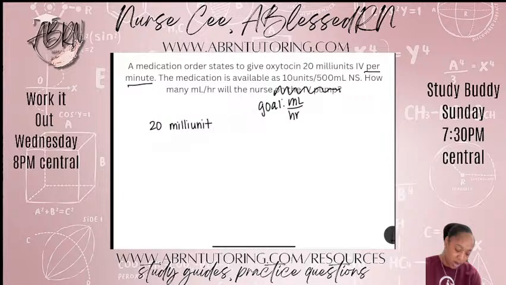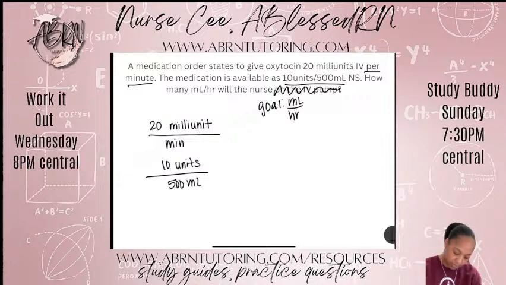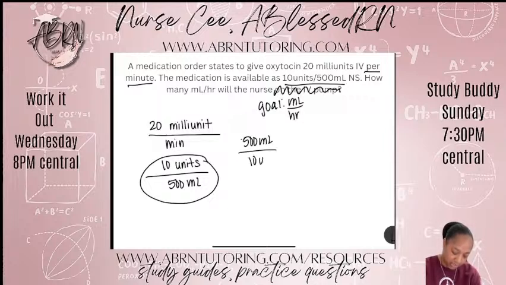So 20 milliunits per minute. When you see per, that's the wedding ring, so they're together. And the concentration is 10 units per 500 mL. We want milliliters per hour, so we are looking for the puzzle piece with the milliliters in it: 500 mL over 10 units.